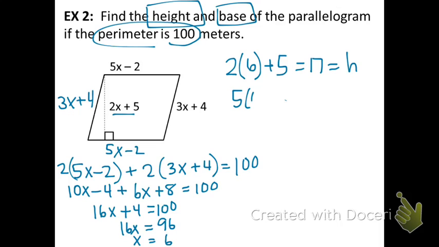So 5 times 6 minus 2. 30 minus 2 is 28. And that is our base. And we can see this is obviously not drawn to scale, but we'll use that information.